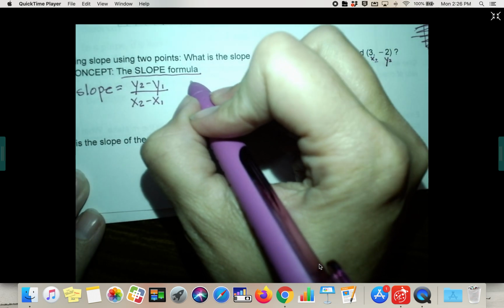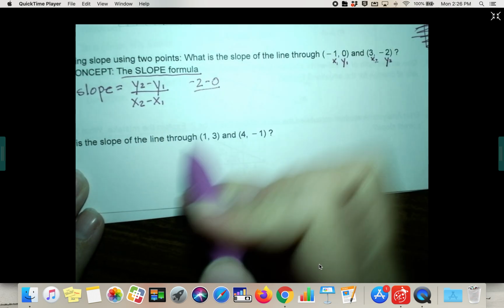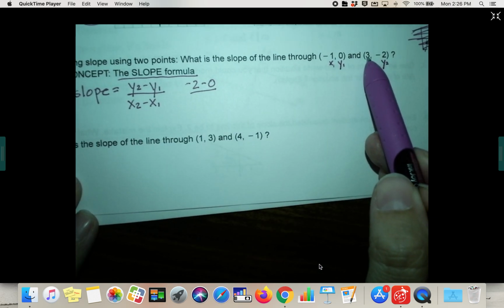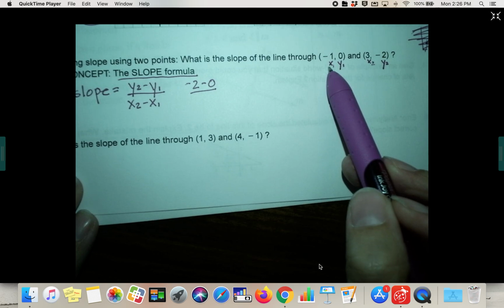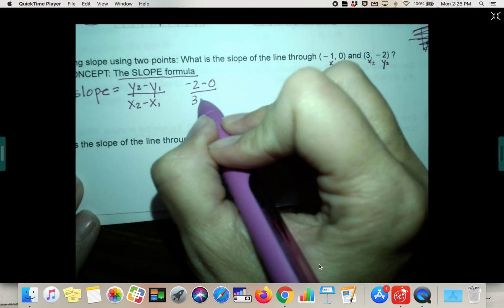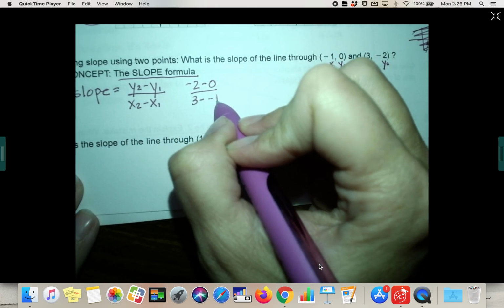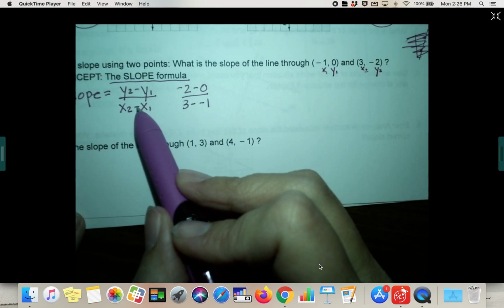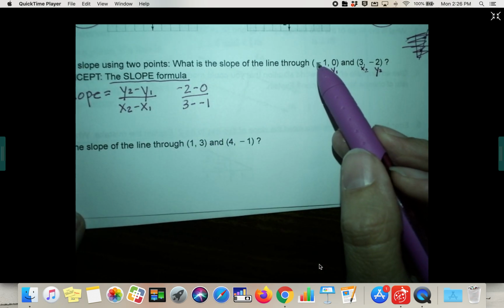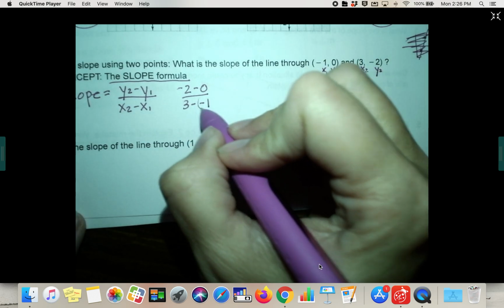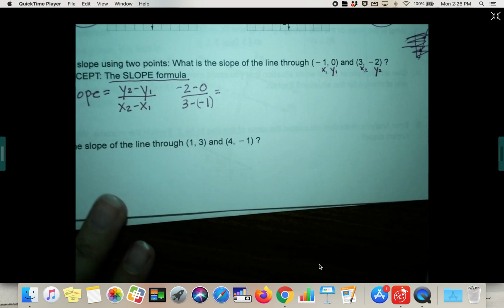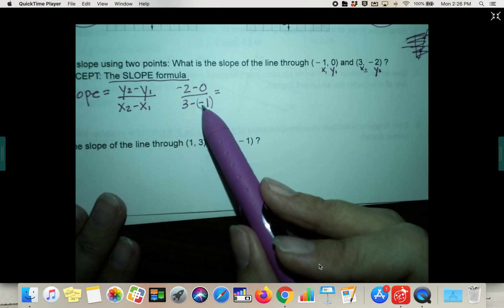So I'm just going to plug in negative 2 minus 0 over x2 minus x1. So over x2, which is 3, minus x1, which is negative 1. So 3 minus negative 1. Yes, you have to put both in there because the formula is minus and this one was a negative. Technically this should be in parentheses, but I don't care if you don't show that, as long as you know what it means when you're subtracting a negative.